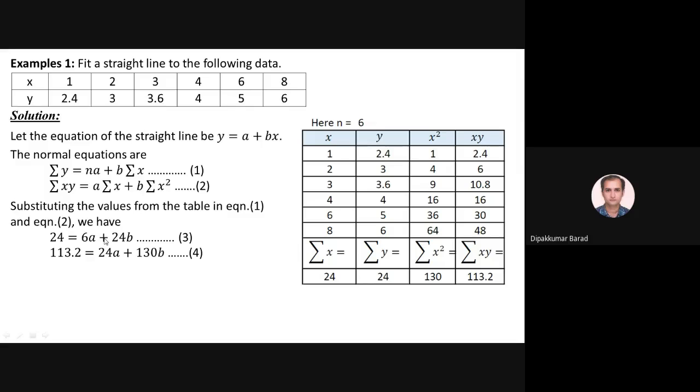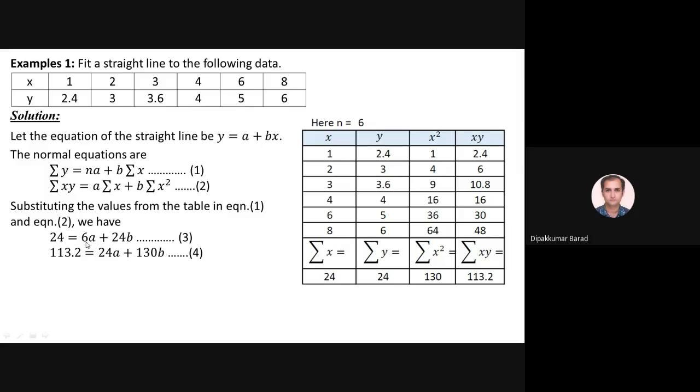So 6a plus 24b is summation y, equal to 24. Now summation xy, which we have as 113.2, is equal to 24a plus 130b. So now you have two linear equations with two variables, and you have to find out a and b. You can apply the elimination method. Just eliminate variable a or b.